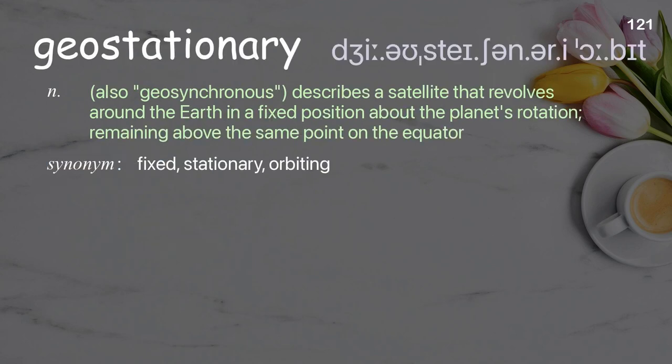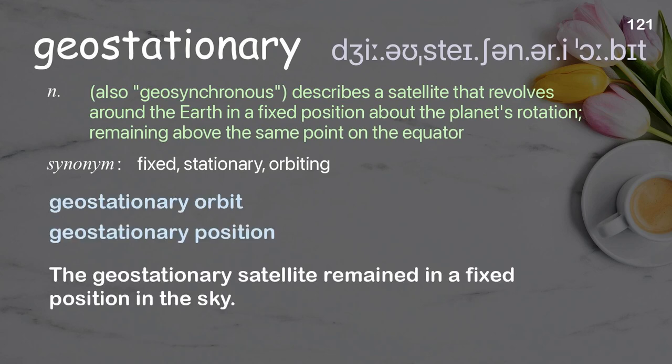Geostationary. Also geosynchronous, describes a satellite that revolves around the Earth in a fixed position relative to the planet's rotation, remaining above the same point on the equator. Examples. Geostationary orbit. Geostationary position. The geostationary satellite remained in a fixed position in the sky.